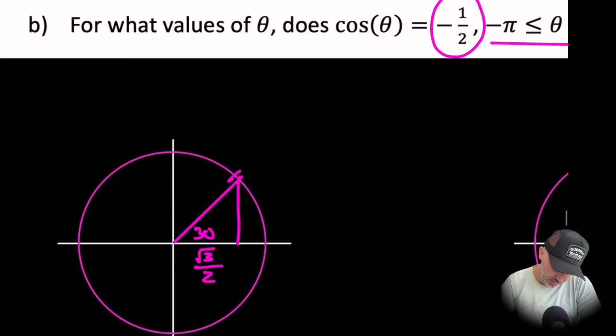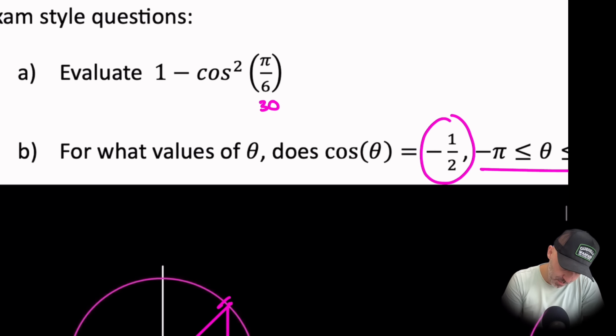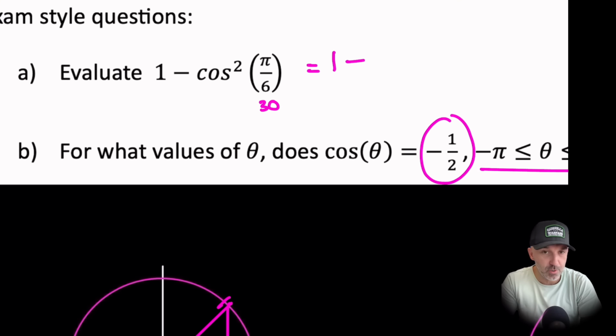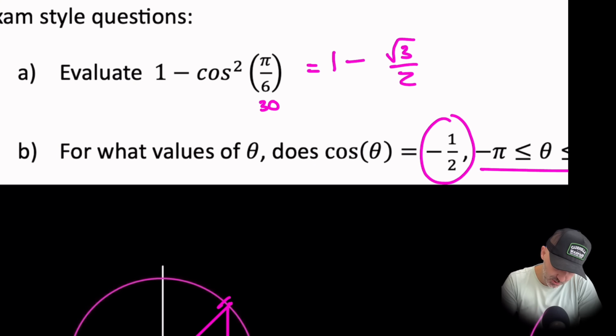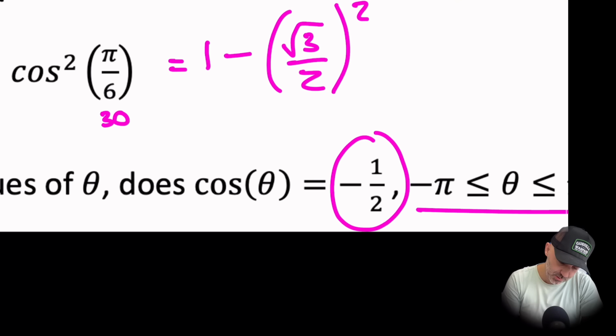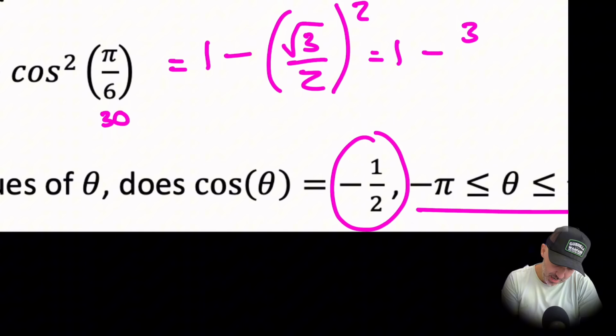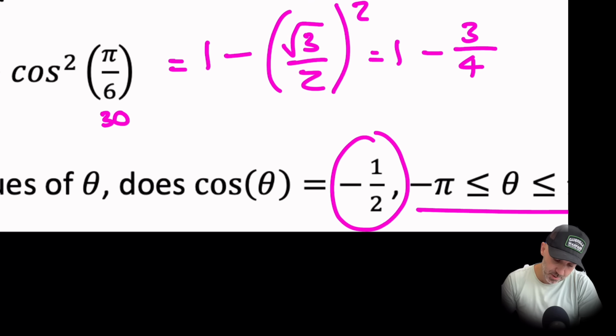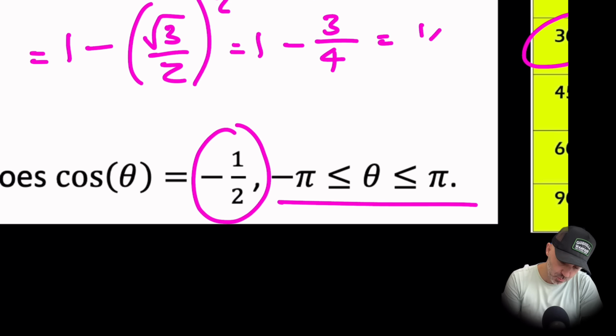And the expression that we had to evaluate was 1 minus cos squared. So 1 minus, well, cos of 30 was root 3 over 2, we just said that, and it says squared. So just remember that this is a squared function. That would result in 1 minus, well, root 3 squared is 3, and 2 times 2 is 4. So 1 minus 3/4, leaving us with 1/4.